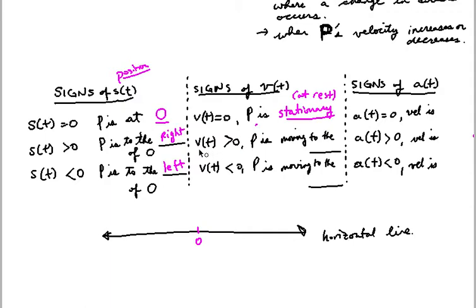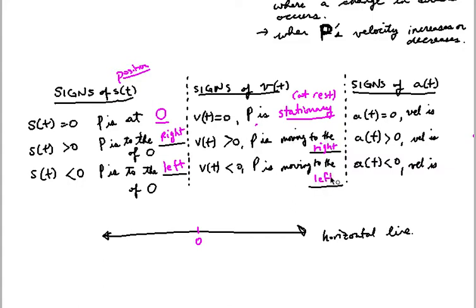Okay? If velocity is positive, P is moving, if we're talking about a horizontal line, to the right. Okay? It's moving in the positive direction. And that makes sense. If the velocity is positive, then we would expect P to be moving in the positive direction, which in this case would be to the right, since we're talking about a horizontal line. If V is negative, well, just like this top line, P is moving now to the left.